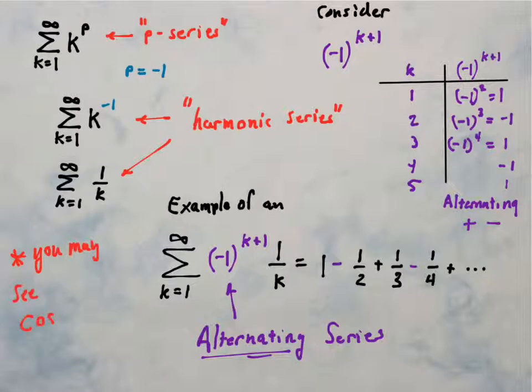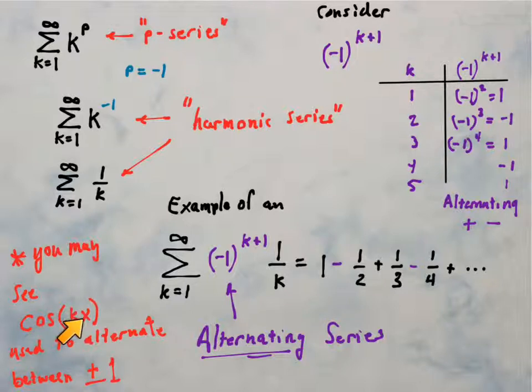By the way, you might see the cosine used to create alternating series because we know that the cosine of 0 is 1, the cosine of pi is -1, the cosine of 2 pi is 1 again. So we can alternate between 1 and -1 depending on how skillfully we apply the cosine function. So be aware of that. If you ever do see a cosine in a series, think that it might be what's causing alternation, or at least it's going to cause changes between positivity and negativity.